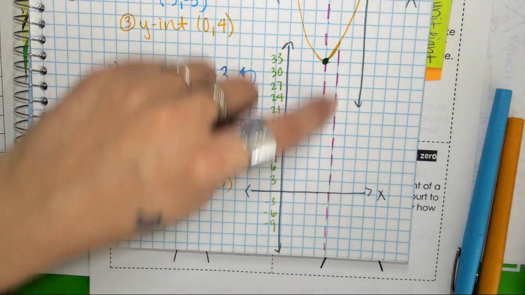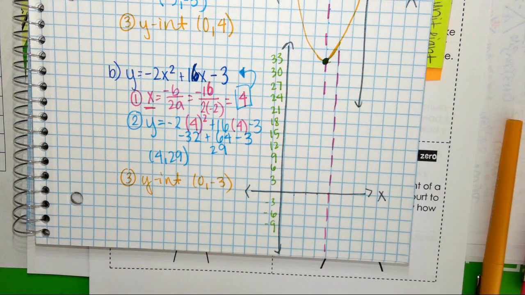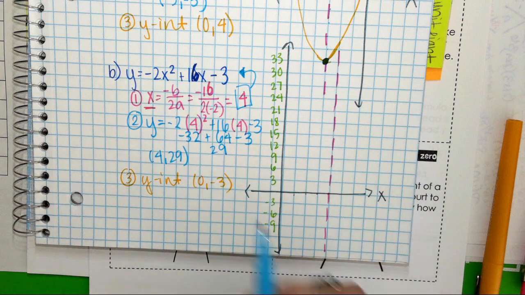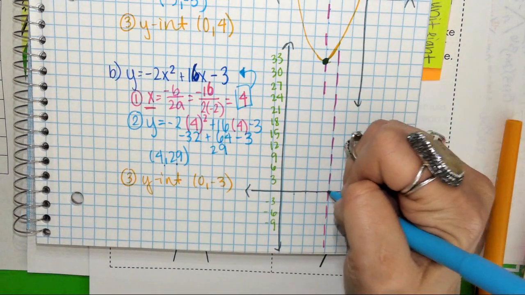Alright, so why did I put a vertical line at 4? That's the axis of symmetry. Why did I not put a point there? Because that's bad. You told us that's bad. You said they get the wrong answer. Alright, where is my vertex at? 4, 29.